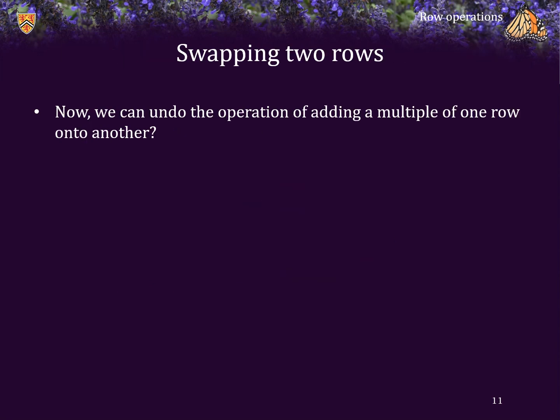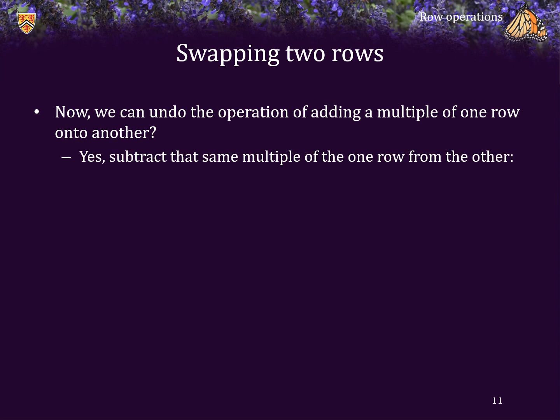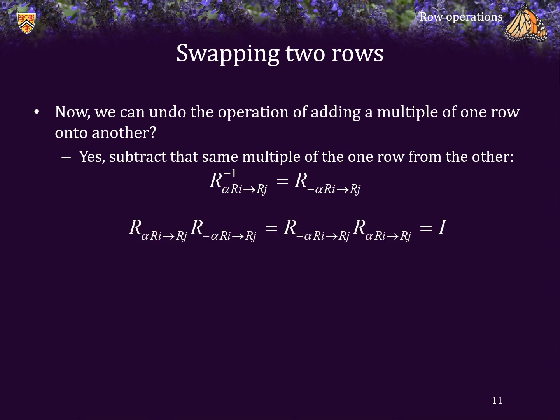Now, can we undo the operation of adding a multiple of one row onto another? Actually, yes, we can. Just subtract that same multiple of the one row from the other. So if we have the row operation of adding alpha times row i onto row j, the inverse of that operation is simply adding negative alpha times row i onto row j. And either way, in whichever order you perform this, if you do one and then the other, you will end up with the identity matrix.